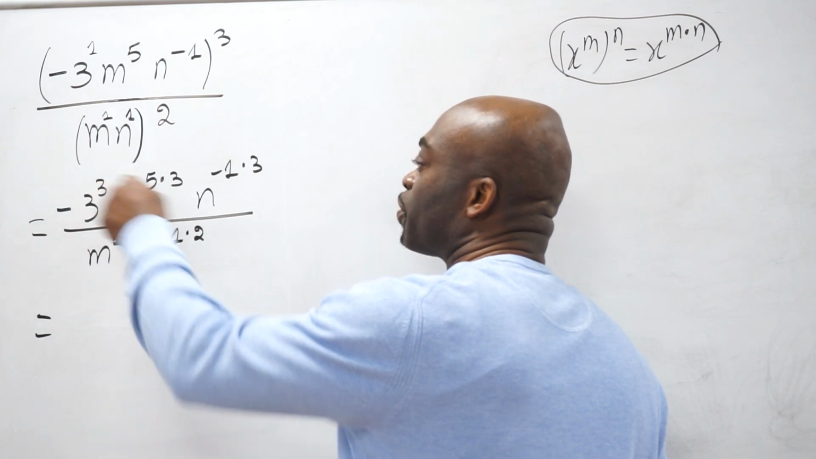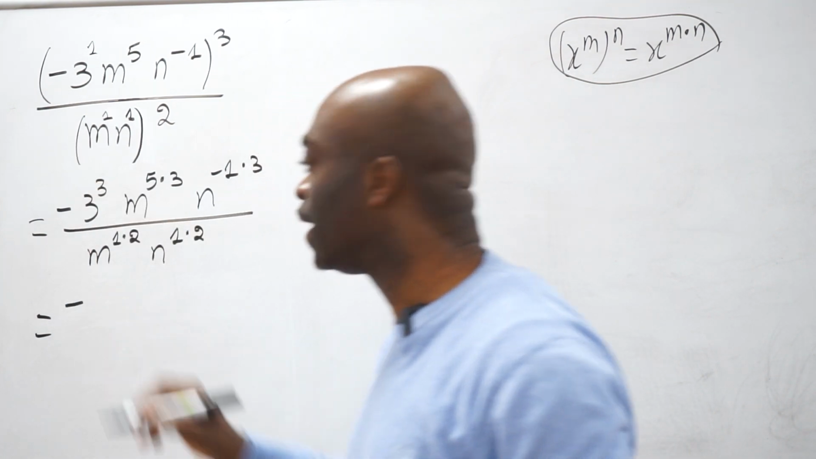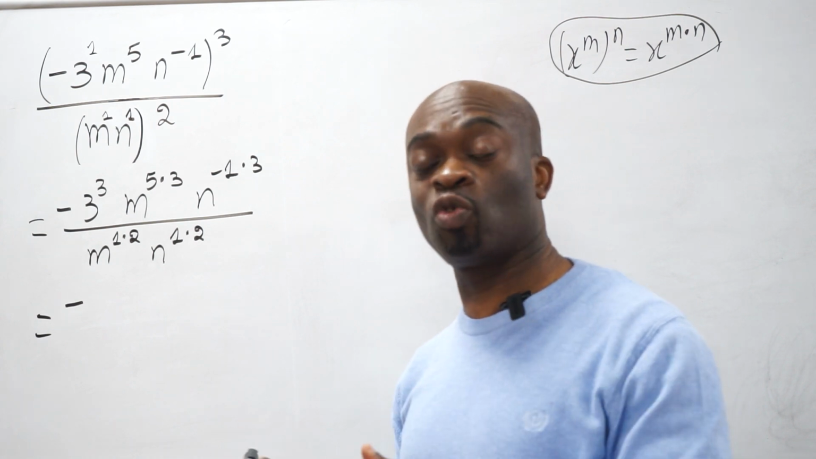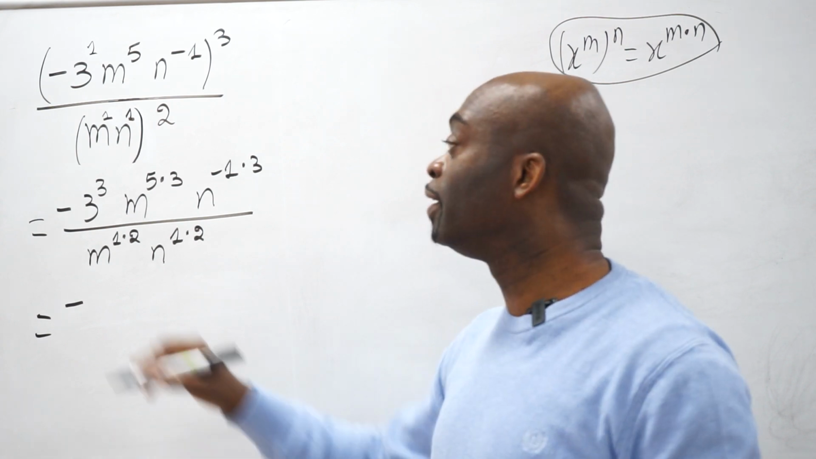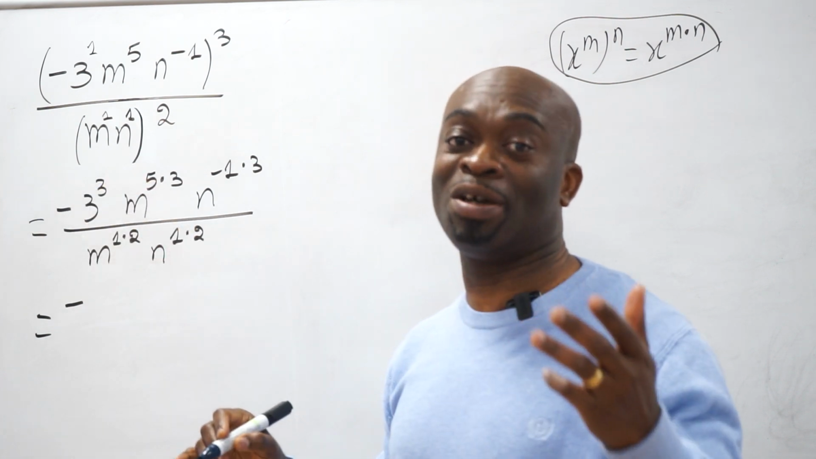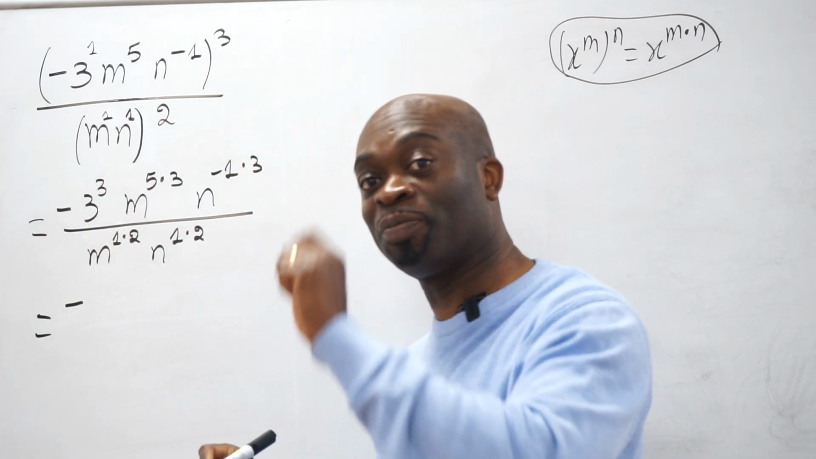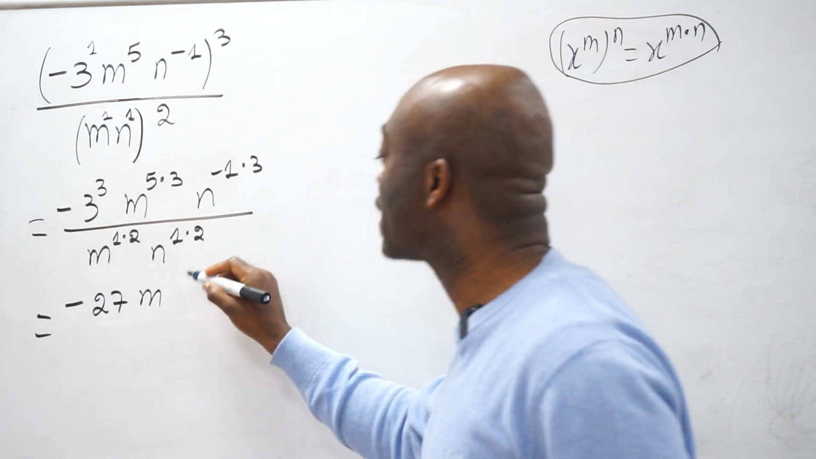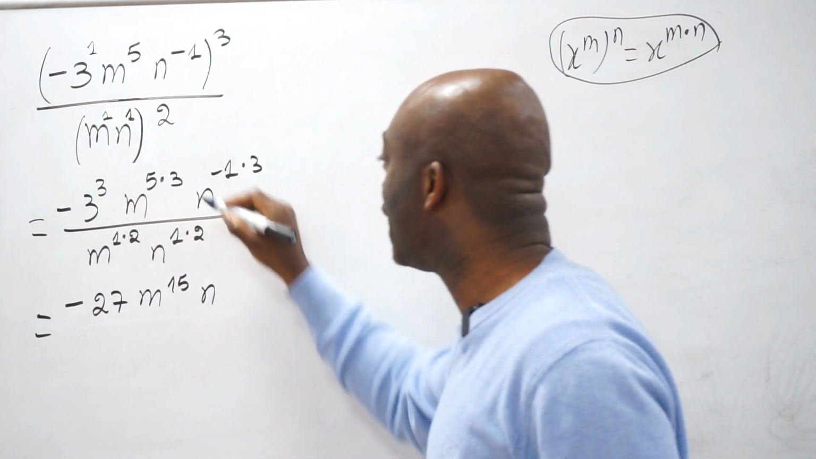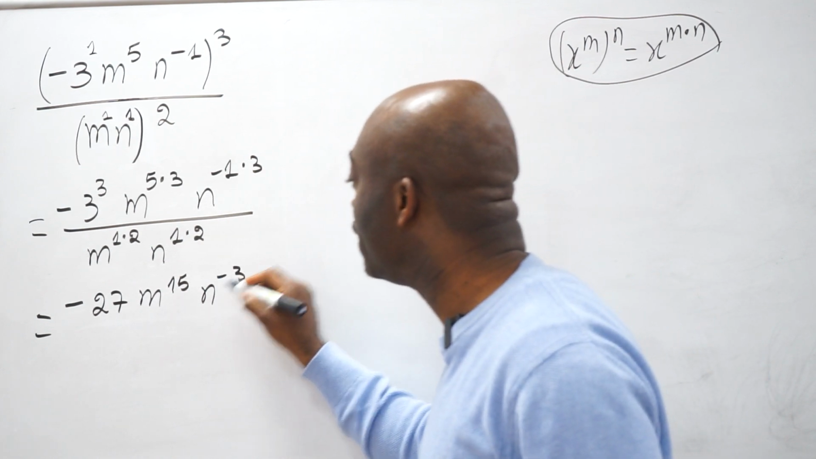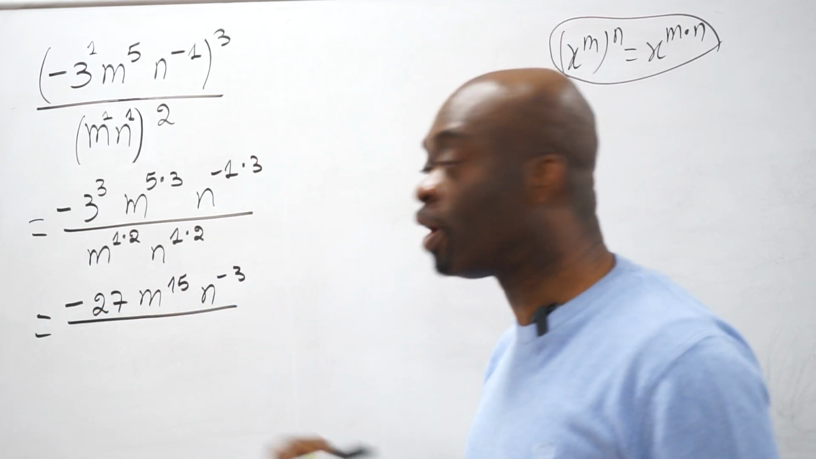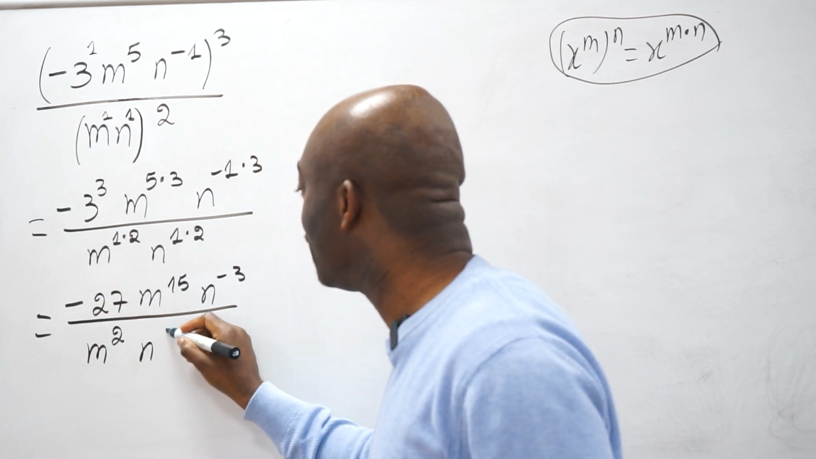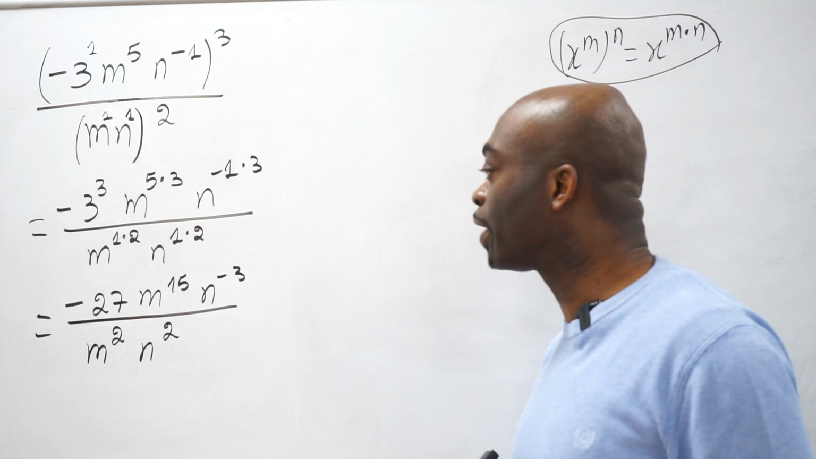So we have -3 to the third power. The negative sign is back again. But what is 3 to the third power? It's 3 by 3, which is 9, by 3, which is 27. The common mistake people make is they think 3 times 3 will give us 9. No, it's 3 to the third power, so that gives us 27. And then m, 5 times 3 is 15. And n, -1 times 3 gives us -3. Then this is divided by m, 1 times 2 is 2, and n, 1 times 2, which is 2. Okay, so far so good.